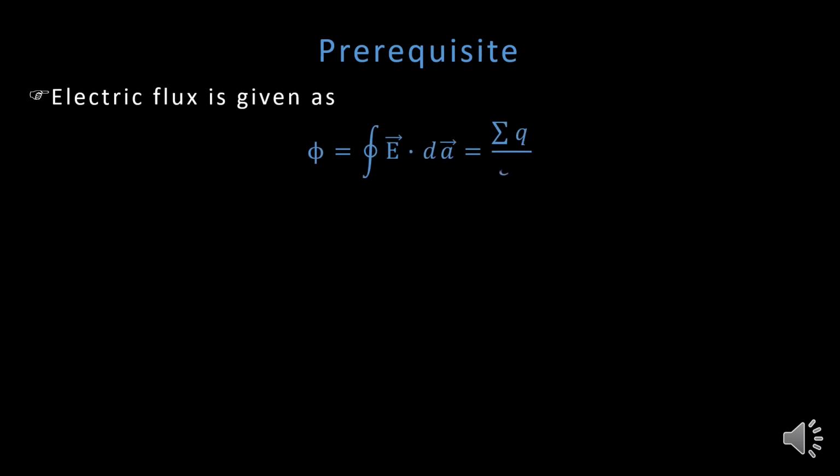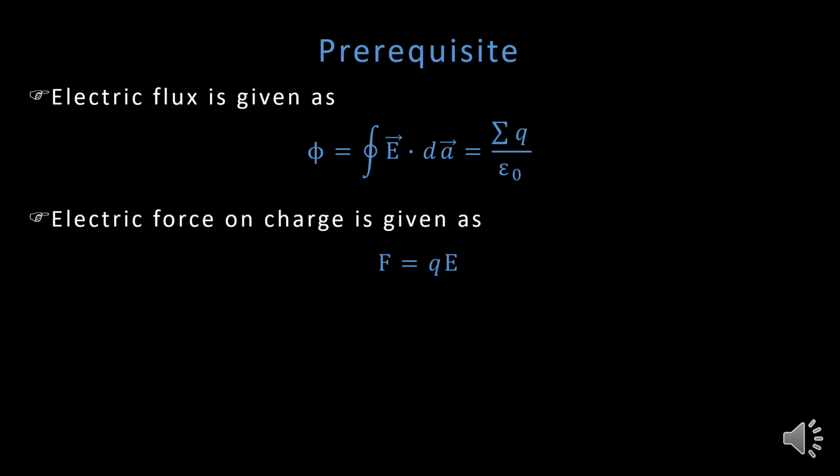To understand today's topic, we should be knowing the following points. First of all, for any closed surface, electric flux can be given as the closed integration of electric field over surface area, or else it is the ratio of total charge enclosed by the Gaussian surface to the permittivity of the medium. Secondly, electric force on any charge can be given as F is equal to QE.